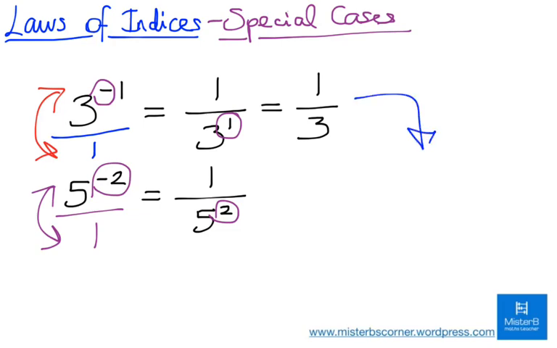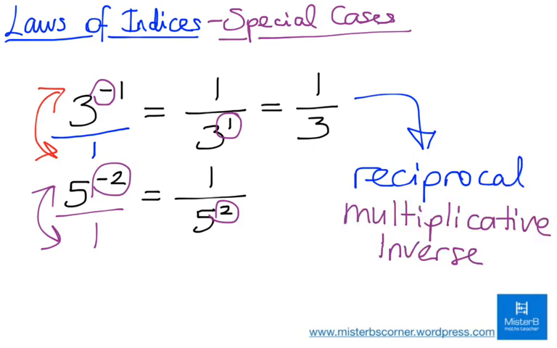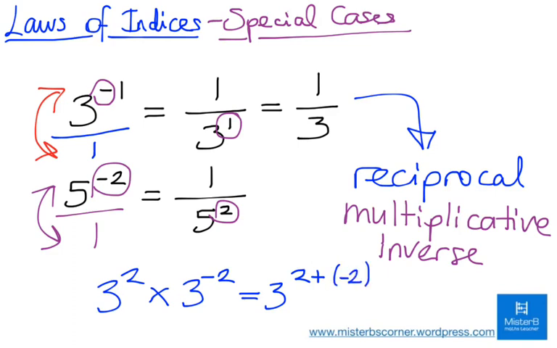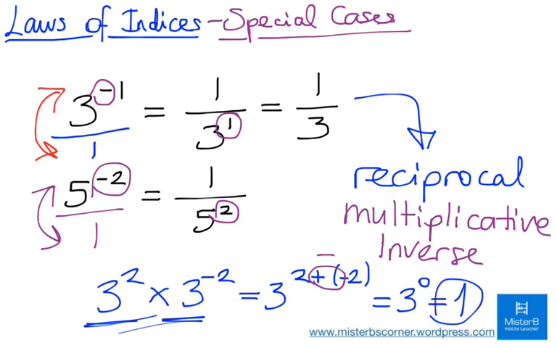Now, these are called reciprocals, or multiplicative inverses, because if you multiply 3 squared by 3 to the negative 2, according to the multiplication law, it's 2 plus negative 2, which is 2 minus 2. So you end up with 3 to the power of 0, which means 1. If you multiply two numbers and end up with 1, then these numbers are reciprocals of each other. They are multiplicative inverses. That's another story. What you need to know is that you can change a negative power like 7 to the negative 3 into a fraction, 1 over 7 cubed.